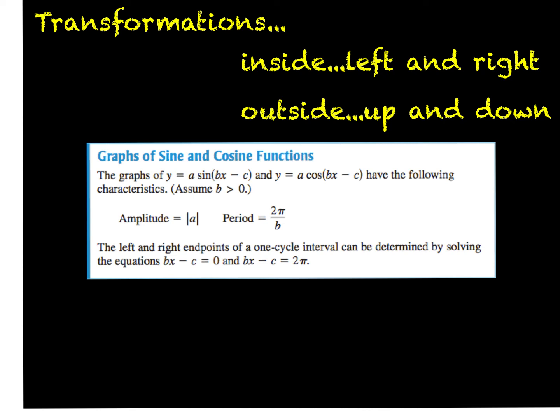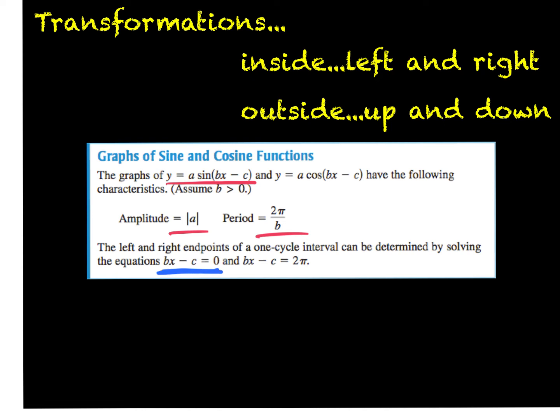So now we end up having a function with more on it than just sine bx. Now we have sine of bx minus or plus c. The amplitude is still the absolute value of the coefficient in front. The period is still determined by the coefficient of your x. But we need to figure out where they move, left and right. What my students like to do is set it equal to 0.